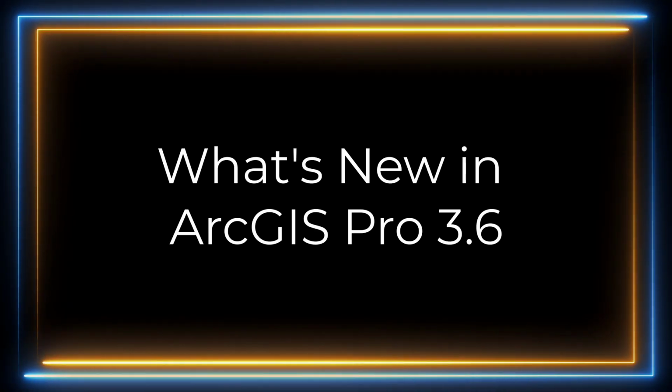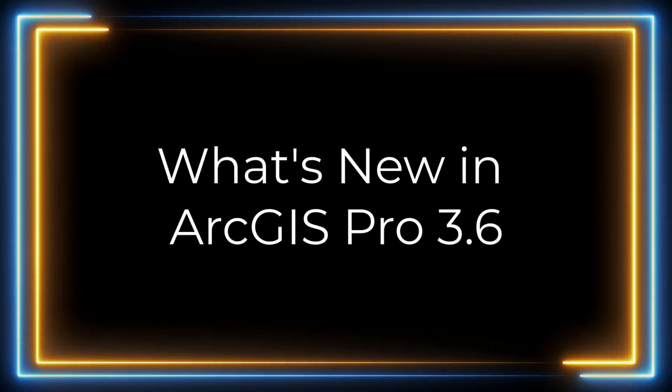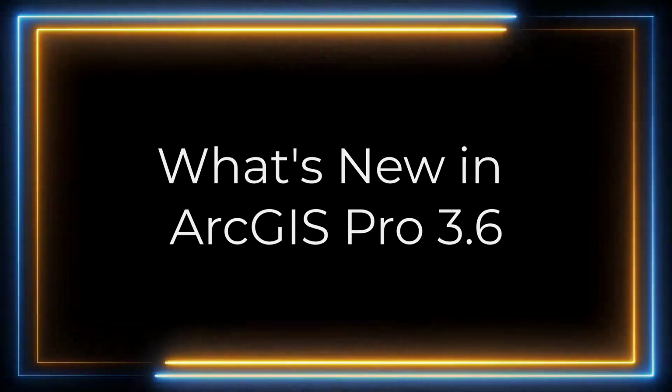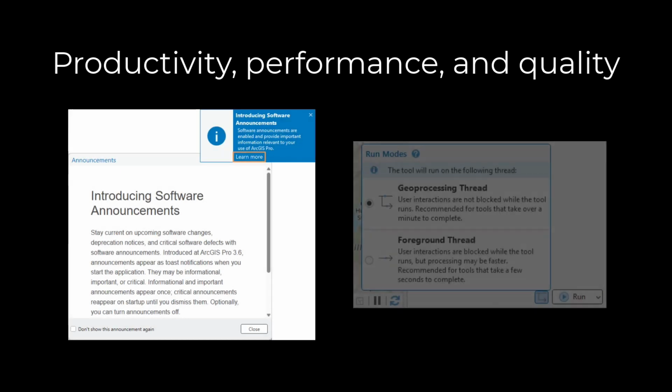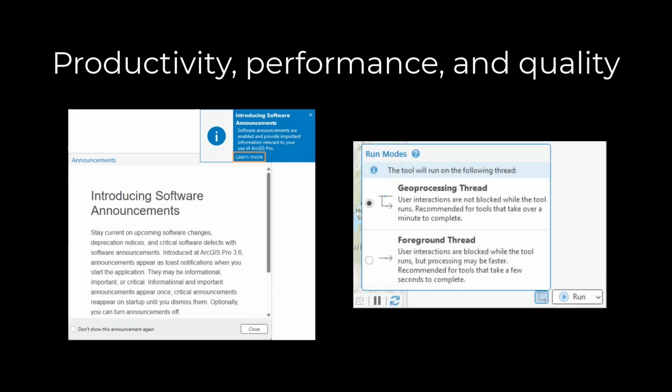Today I will be showing you the top items that were added in ArcGIS Pro 3.6. This release focuses on productivity, performance, and quality. Notable improvements include the addition of in-app announcements, which include information on software updates, as well as geoprocessing run modes, which allows you to choose between running a geoprocessing tool on the geoprocessing thread or the foreground thread.